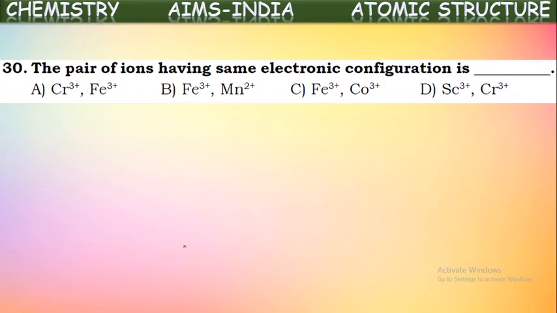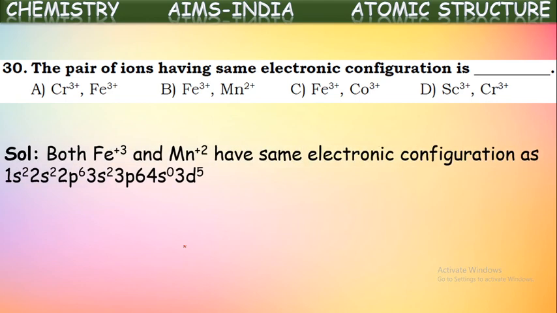Okay, last one. The pair of ions having the same electronic configuration. See here, they have mentioned some metallic ions, asking us to find which have the same electronic configuration. If you observe, Fe3+ and Mn2+ will have the same electronic configuration. That is represented as 1s2, 2s2, 2p6, 3s2, 3p6, 4s0, 3d5.